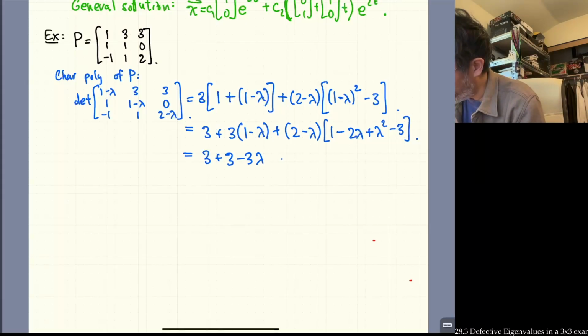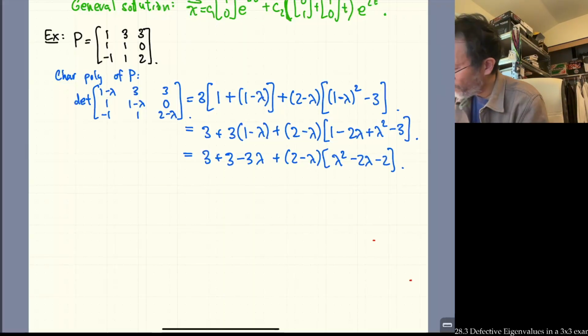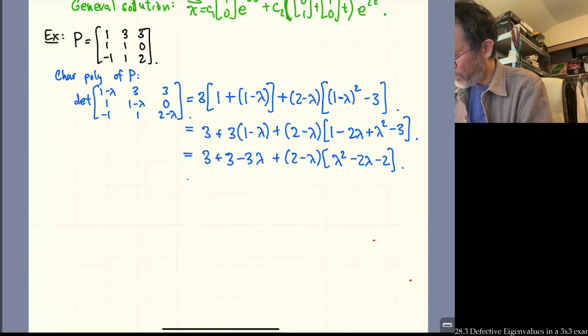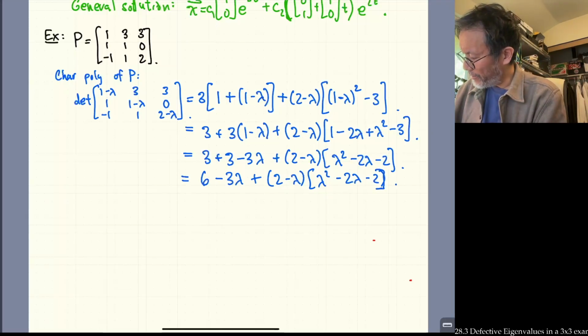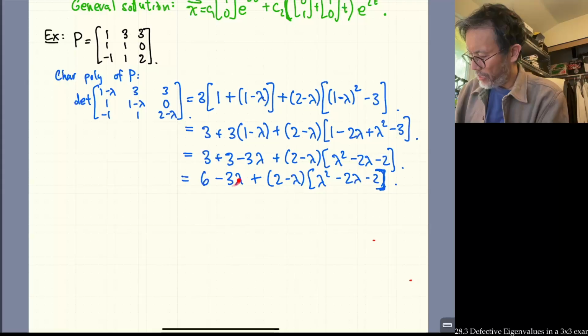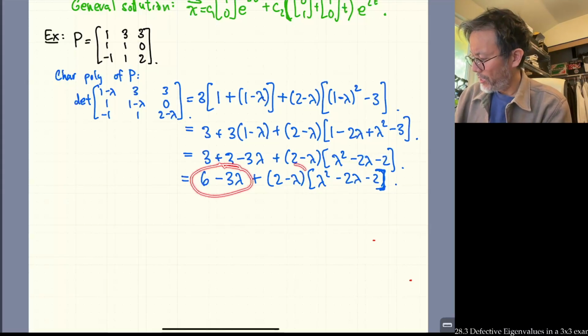Plus, and let me describe what that is. (2 minus lambda) times 1 minus, and I'll clean this up. This looks like lambda squared minus 2 lambda, and I believe that's a minus 2. Okay, so what's the nice thing that happens here? This becomes 6 minus 3 lambda. Do you agree? You can't answer. And the reason I like that is because I notice with my eyeballs that this is 3 times this.